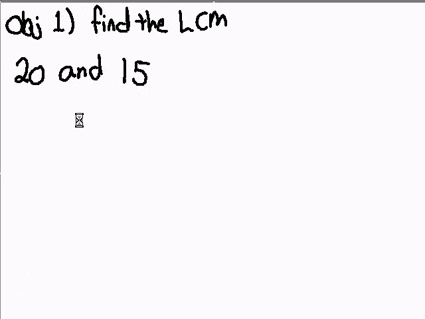Alright, we're on to our first objective, which is to find the least common multiple, and we're going to find the least common multiple of 20 and 15. You did this in middle school, but our process might be a little bit different, so please watch as we again find the least common multiple.